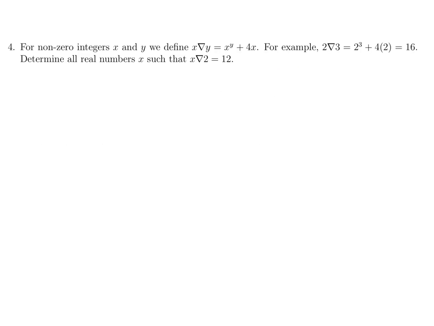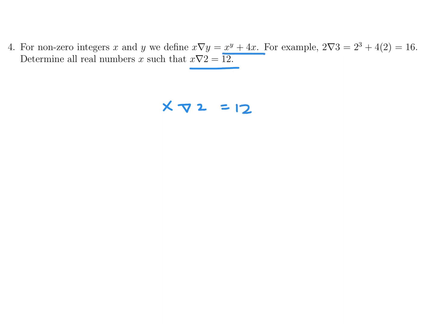For non-zero integers x and y, we define x symbol y as x to the power of y plus 4x. For example, 2 symbol 3 is equal to 2 to the power of 3 plus 4 times 2, which is 16. Determine all numbers x so that this is true: x symbol 2 is 12.